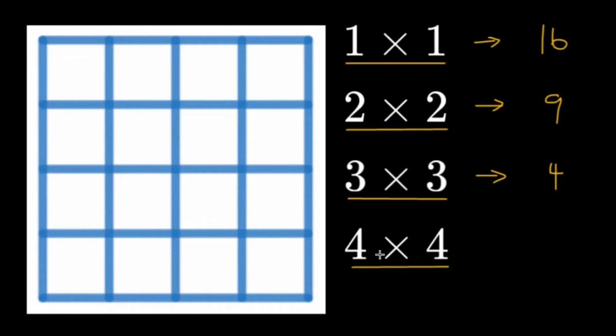And then the last one, we have the 4x4 square. Well, that's the entire grid, so we have 1. So 16 plus 9 plus 4 plus 1 gives us a total of 30 squares. And this is indeed the final answer.